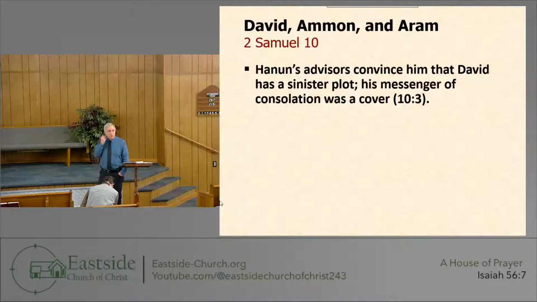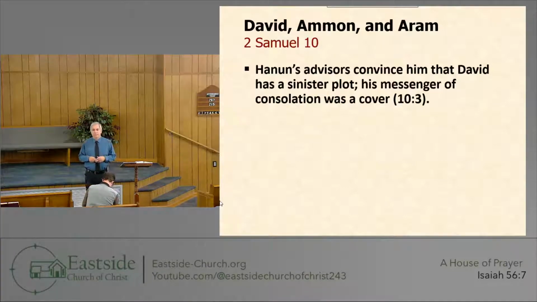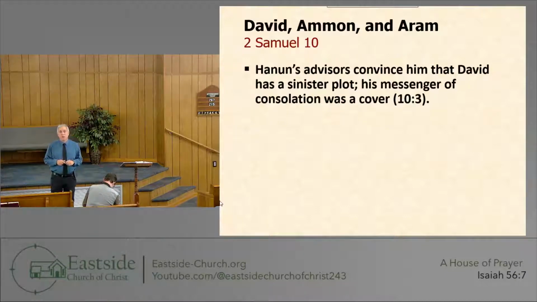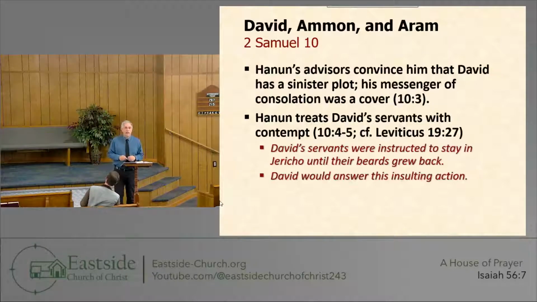So Hanun's advisors convince him that David isn't trying to be nice, he's got a sinister plot. If you look at 2 Samuel 10 and verse 3, the princes of the people of Ammon said to Hanun, their lord, do you think that David really honors your father because he has sent comforters to you? Has David not rather sent his servants to you to search the city, to spy it out, and to overthrow it? So they're suspicious. They have probably not nice thoughts about the kingdom of Israel. They have evil suspicions, and they relay those to their king, and he, unfortunately, acts upon their advice.